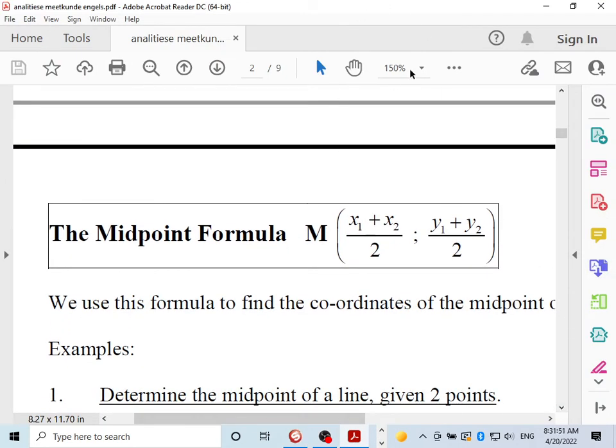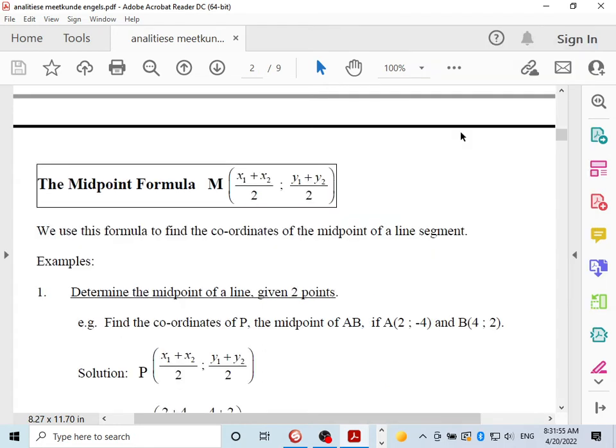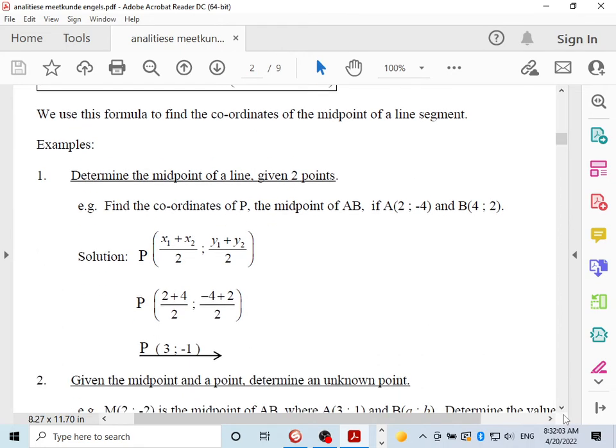Now I'm just going to zoom out a bit. We use this formula to find the coordinates, which is two values, of the midpoint of a line segment. For example, find the coordinates of P, the midpoint of AB, if A and B are those coordinates. So you can write it down like that. We substitute the two x's, we substitute the two y's, divide each one by 2.